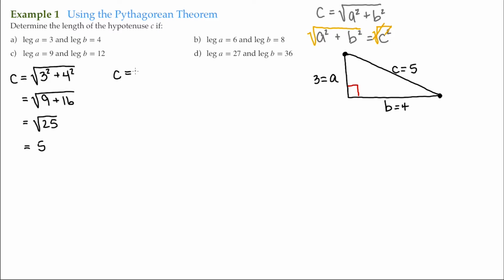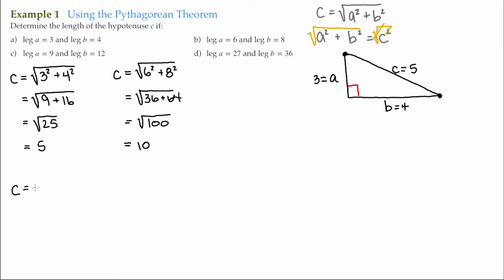So we'll do the same for the next one. We have 6 squared plus 8 squared. It's 36 plus 64. That's the square root of 100. And the square root of 100 is 10. So if I have a right triangle with one leg of 6, another leg of 8, it has to have a hypotenuse of 10. And we'll continue with the other one.